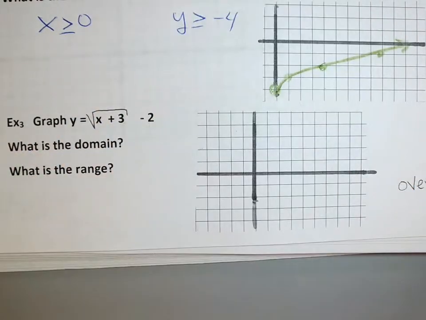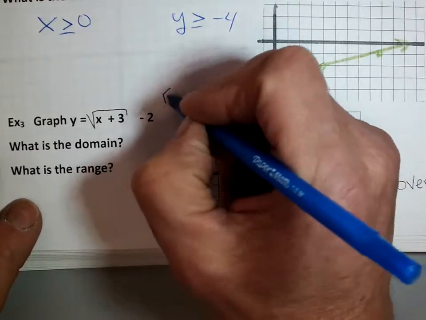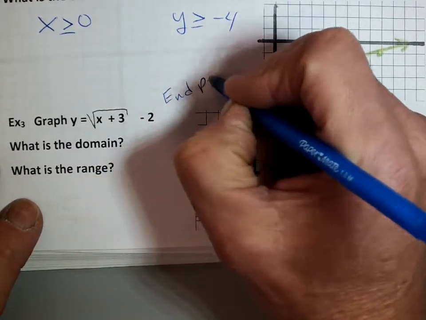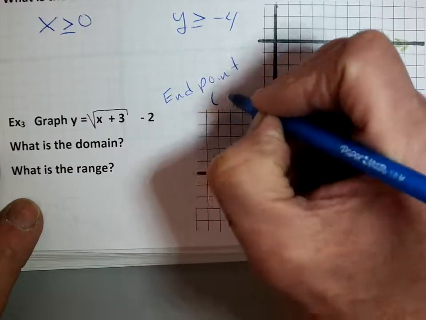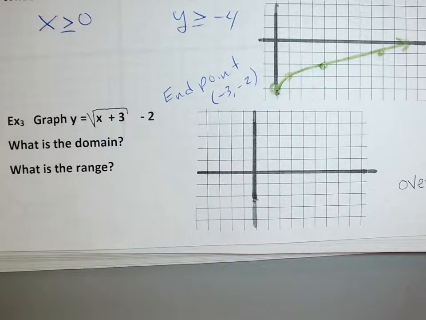Well, that's because it's an endpoint. It's not really a vertex. It's more like an endpoint. Its endpoint is at the coordinate negative 3, negative 2. Remember the silly little dance? On the inside, it goes the opposite direction, right? It's a great one to illustrate why it has to be negative 3, because if it's negative 3, that would put it at its lowest spot. Does that make sense?